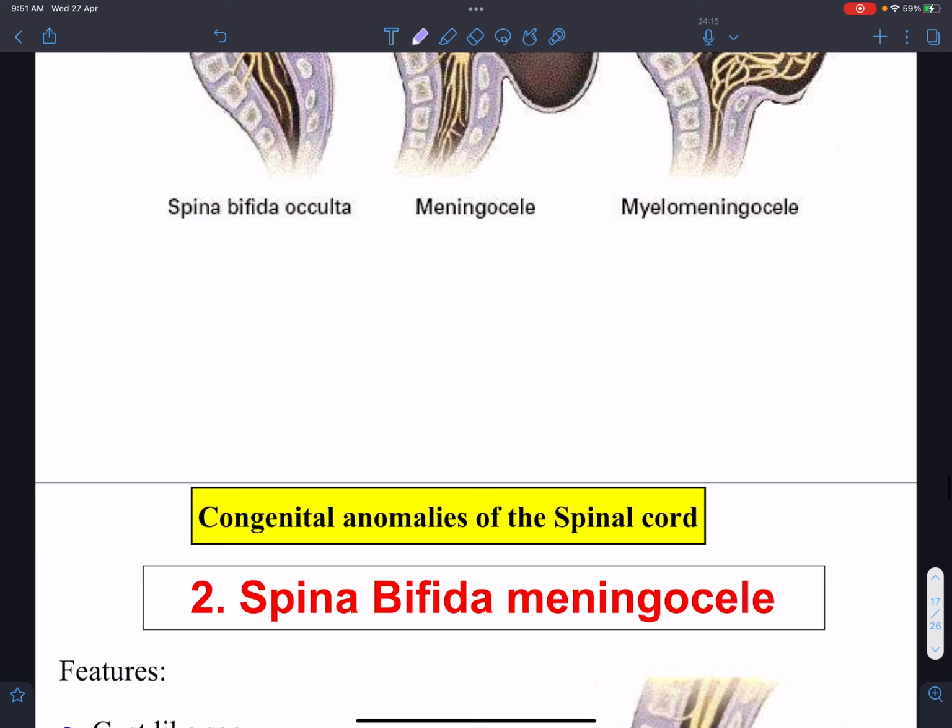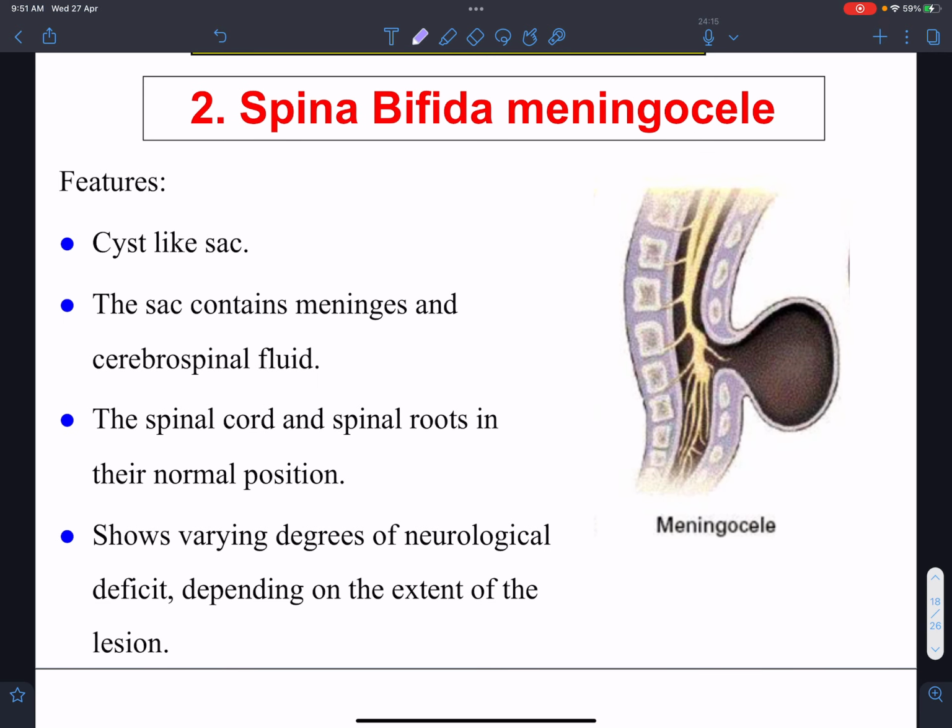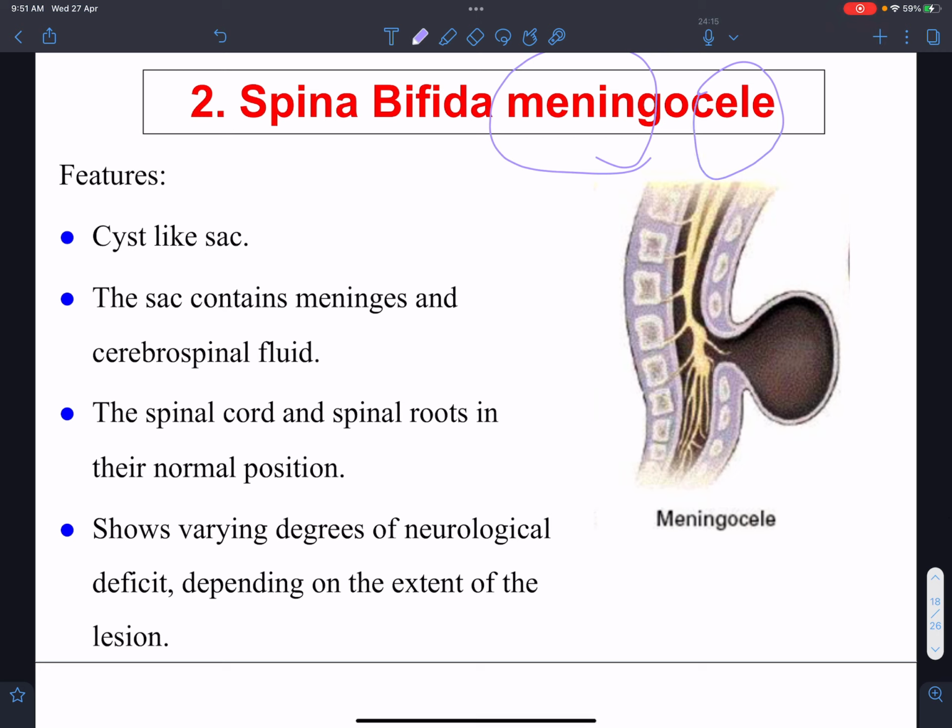The next one is spina bifida meningocele. Meningo means meninges. Cele means cyst. So what are the features of spina bifida meningocele? There is a cyst-like sac in his back, right? L5 or S1. So what does this cyst-like sac consist of? It consists of the meninges around it, and it consists of cerebrospinal fluid.